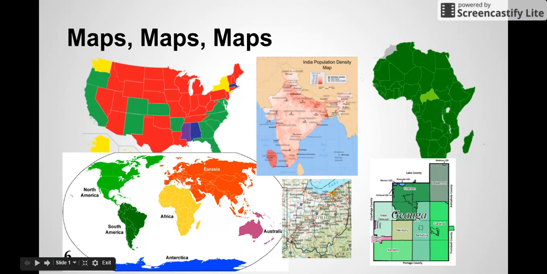Today I'm going to be talking about the wonderful world of maps. Maps, maps, maps. As you can see here, there's all different kinds of maps ranging from the whole world to individual countries like the United States and Africa, India, the state level. Here's a road map and physical map of Ohio, and then even a county map that's very general, Geauga County.